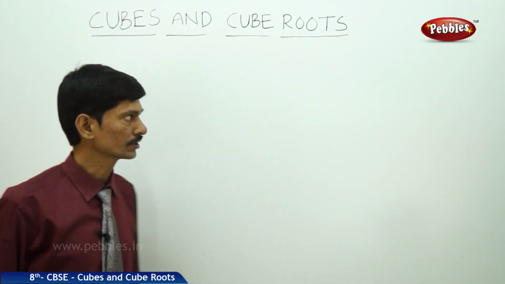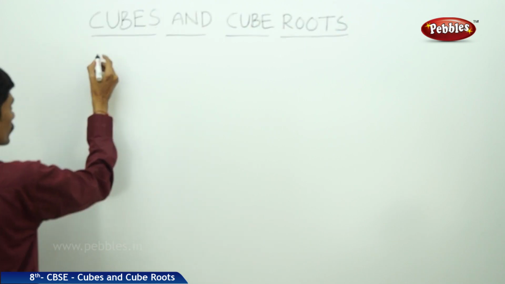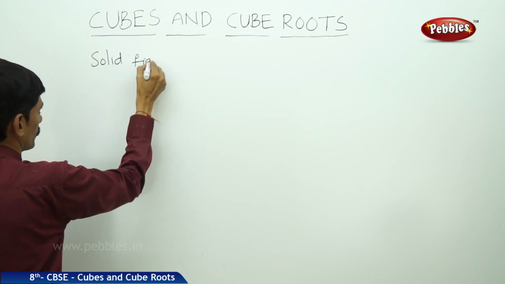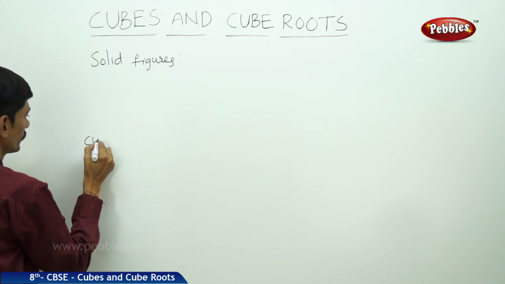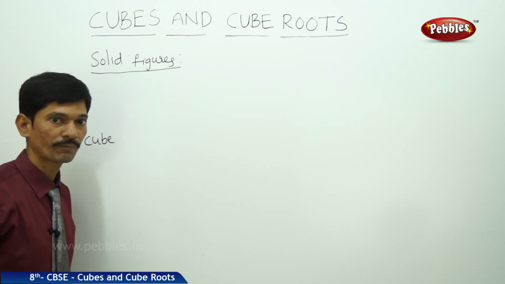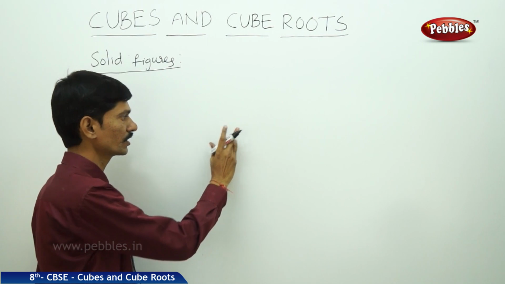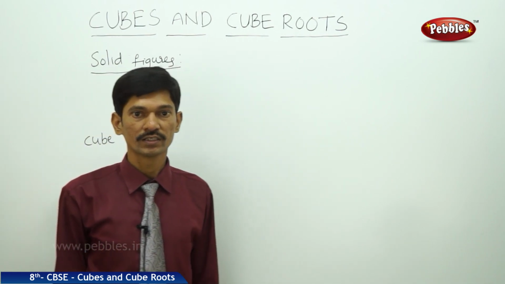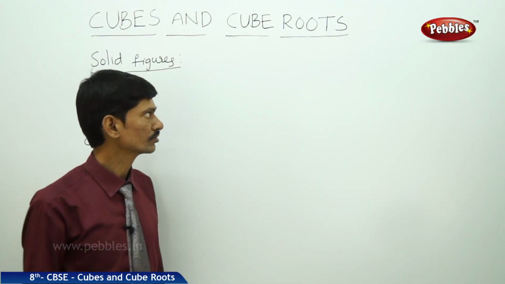Now before going to the actual topic cubes and cube roots, let us discuss two topics. Those two are solid figures and cube. What is a solid figure and what is a plane figure? A plane figure has only two dimensions, like a rectangle, square or circle. These are all plane figures. Whereas if the figures have three dimensions, then it is known as a solid figure.